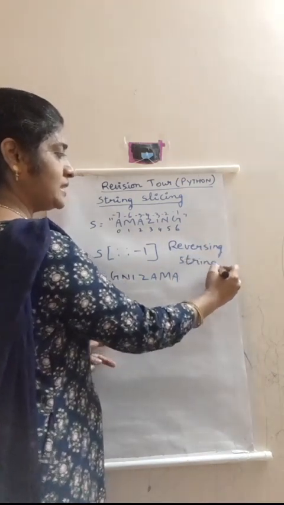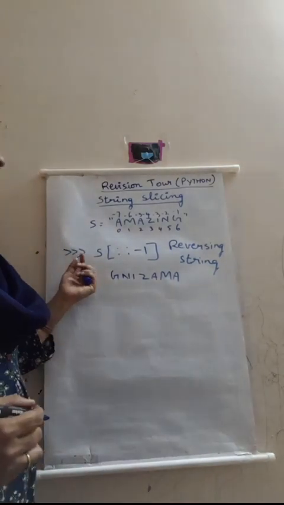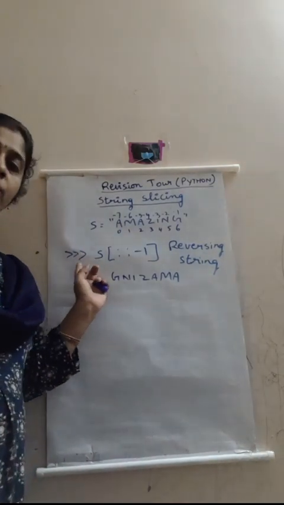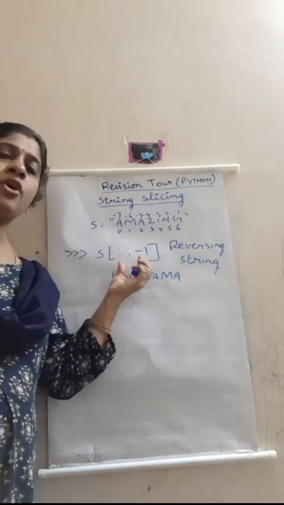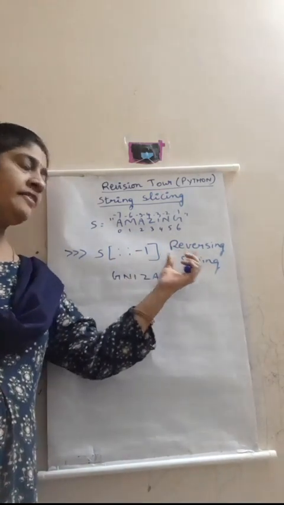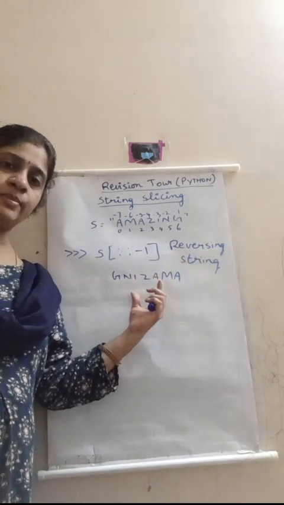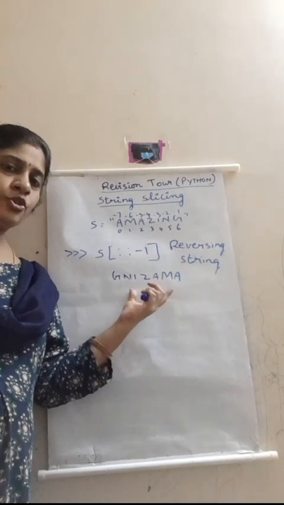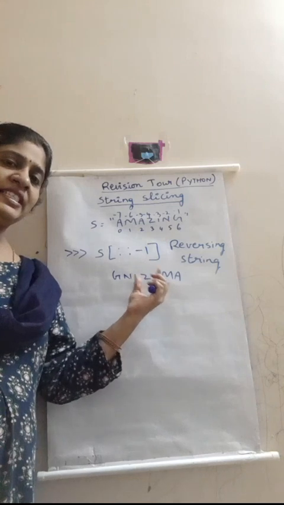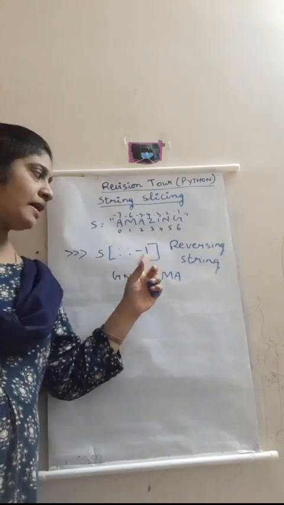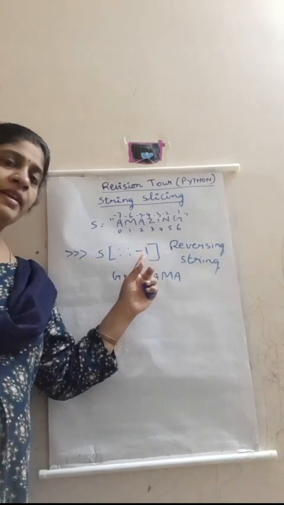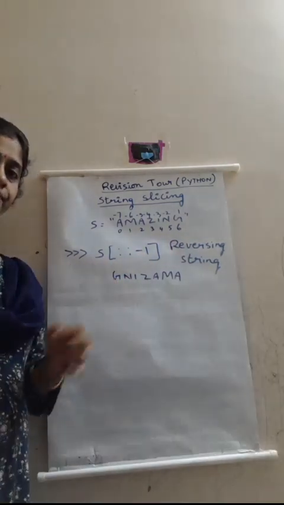You can write in the shell prompt directly like this, one step: s of colon, colon and minus 1. This will reverse the whole string and display it like this. Okay, so you can do reversing in a simple step. S of two colons and minus 1 will reverse the whole string.